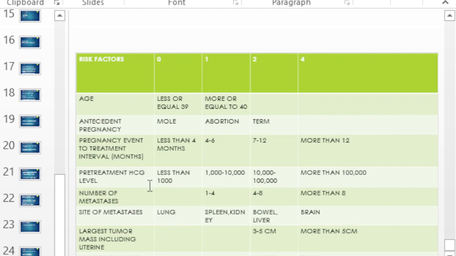If your score is less than 4, as in 1 to 4, that one is low risk, so you can use single agent chemotherapy. But if your score is between 5 and 7, that is medium risk. And if it is above 7, above 8, that is high risk. For medium risk and high risk, you use a multi-agent chemotherapy.